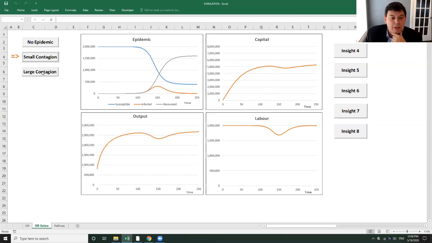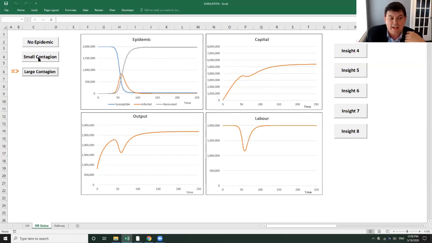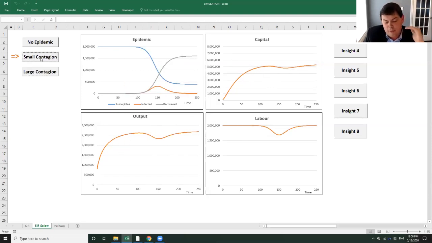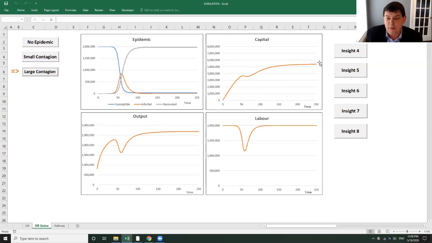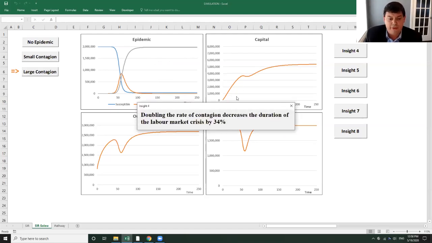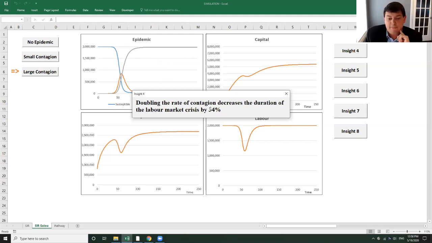But let's now look at some insights from the exercise, when I go from a baseline epidemic, a made up epidemic, but a baseline epidemic, to when I double it. So I have some baseline and I want to change one parameter, make the contagion twice as high. What are the changes in the labor market? And we have the first insight here, which says that doubling the rate of contagion decreases the duration of the labor market crisis by 34%.